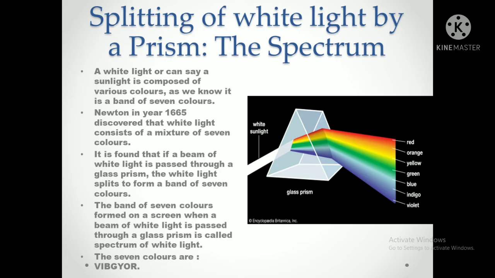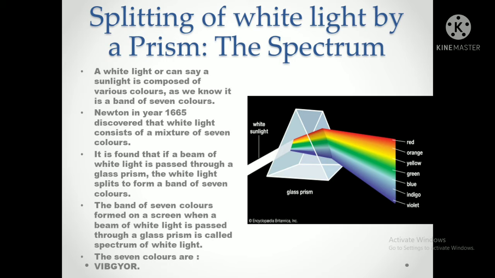So what happens here actually? When the incident ray, the white light, falls there, there will be a refracted ray. In the refraction in the prism, which has 2 triangular faces and rectangular faces on the sides, the white light inside the prism splits up into 7 colors, and those 7 colors come out as an emergent ray. I think you can see the diagram there.